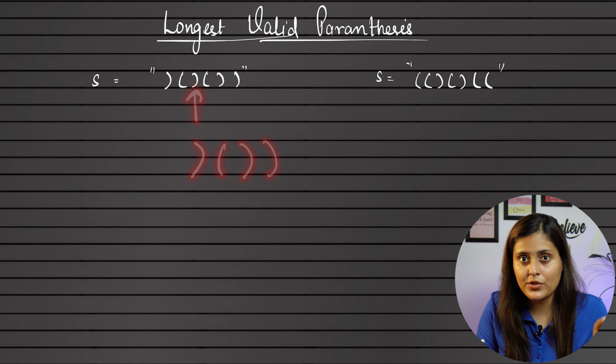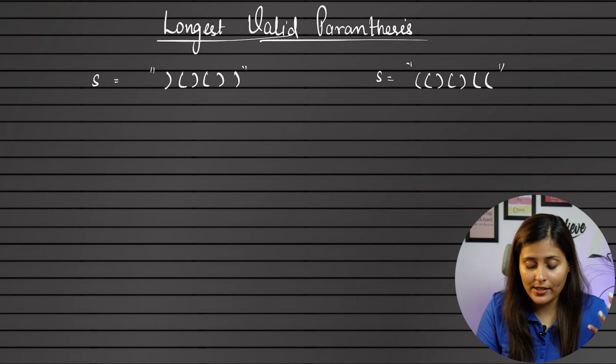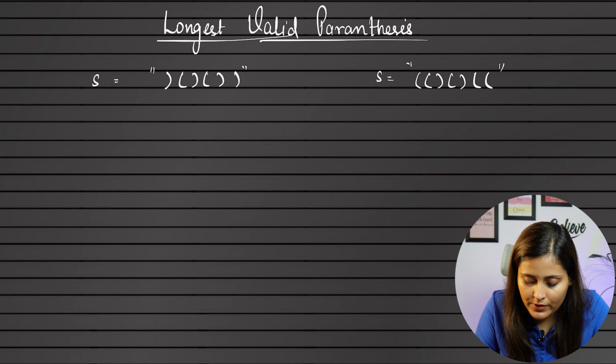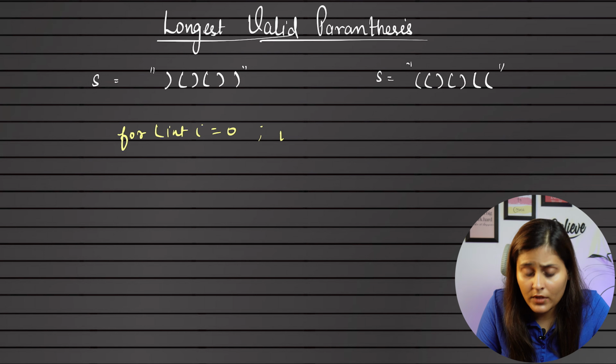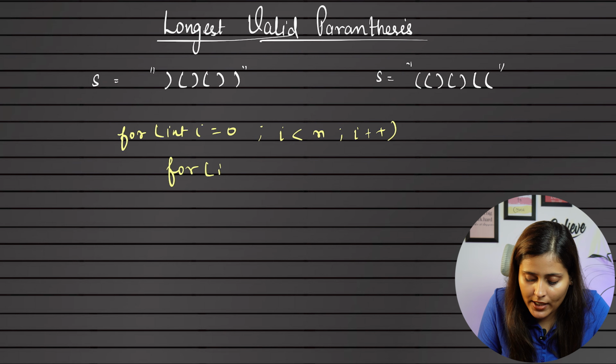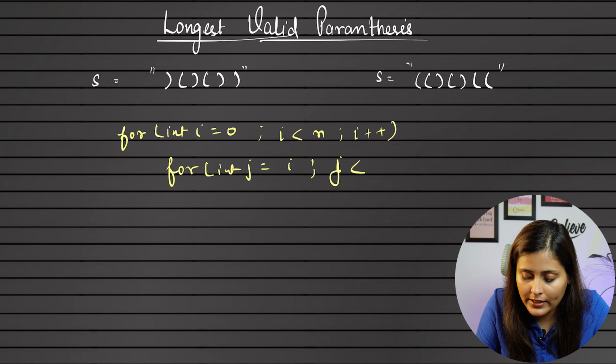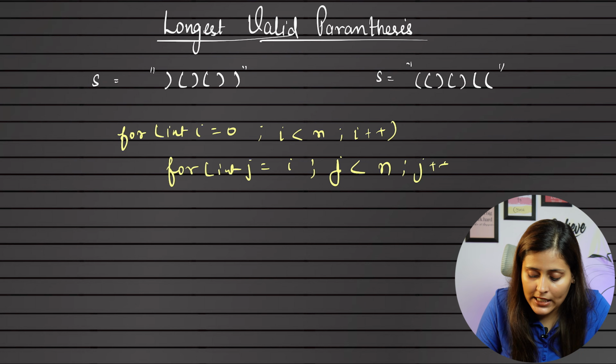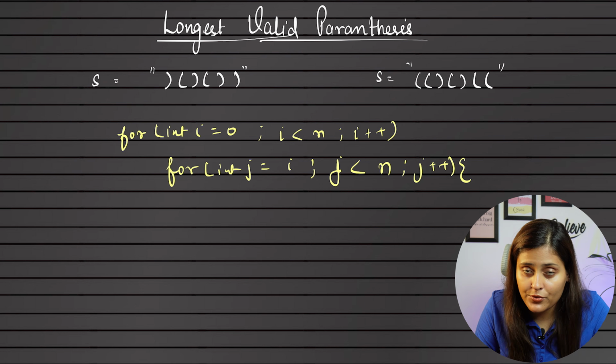So out of all substrings, like how you generate substrings, right? With the help of i and j pointers. First, we will run the for loop for int i is equal to 0 to, let's suppose, the last index, and i plus plus. And then you will run the second for loop for int j, where j will always start from i and j will also run till n and j plus plus. Now in this you have to take a substring, correct?